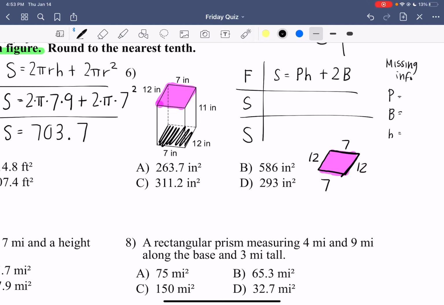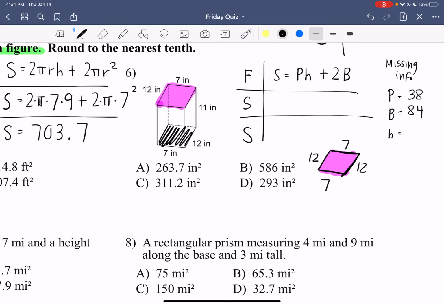So to find the perimeter, we're going to walk around the outside. So 7 plus 12 plus 7 plus 12. So that looks like it's going to be 19 plus 19, which is going to be 38. And then the area of our base is going to be the length times the width, or the base times the height. 7 times 12 will give us 84.